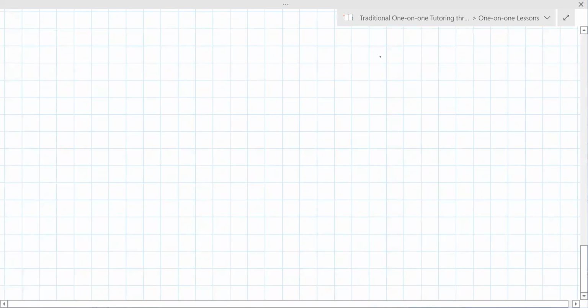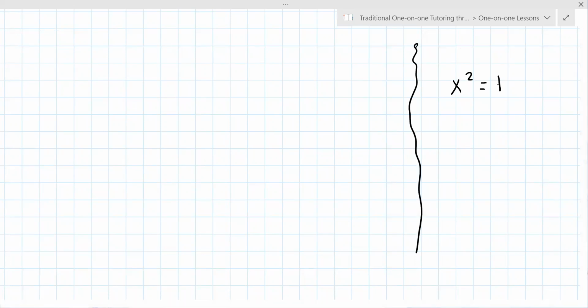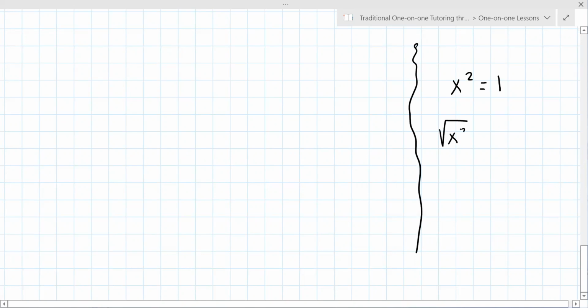Now this is kind of off to the side here. If I ask you to solve x squared equals 1, can you tell me what the two solutions are? Positive and negative 1. Yes. Now to get them, you took the square root of both sides. Maybe you just know the answers, but that's what you're doing.